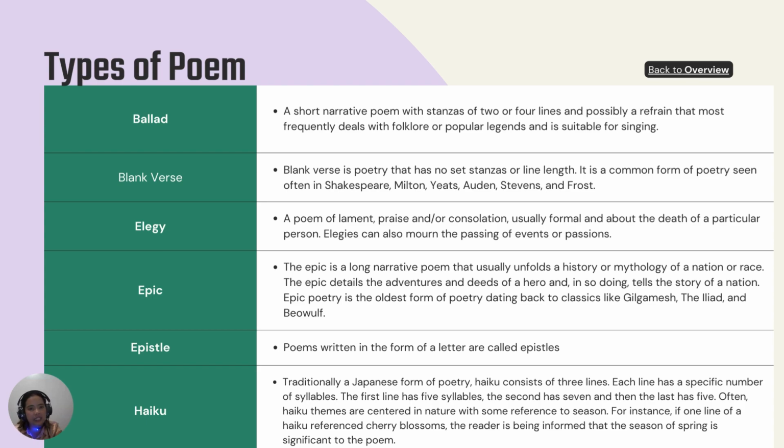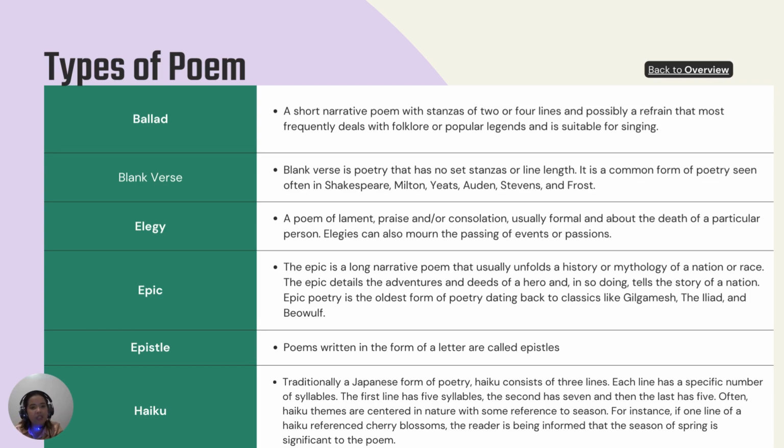Next one is elegy. Elegy is a type of poem that you usually hear presented during death or for a particular person. Elegies can also mourn the passing of events or passion. Next one is epic. Epic is a narrative poem that usually unfolds a history or a story of mythology or a story of heroic deeds.